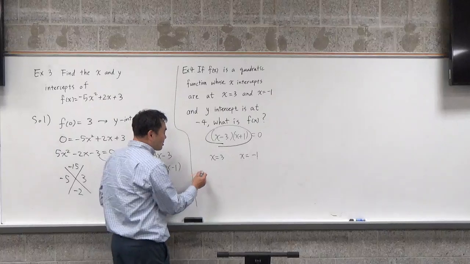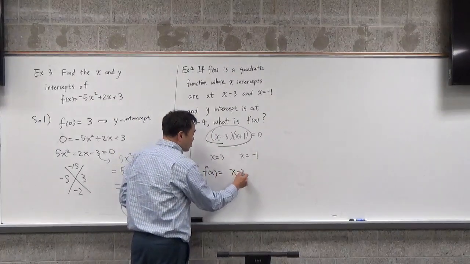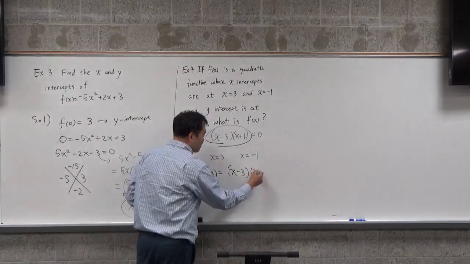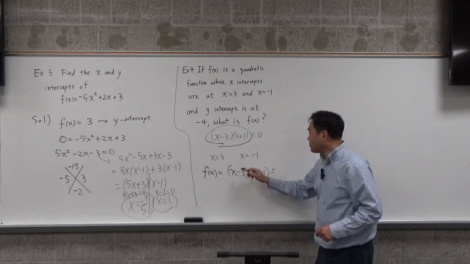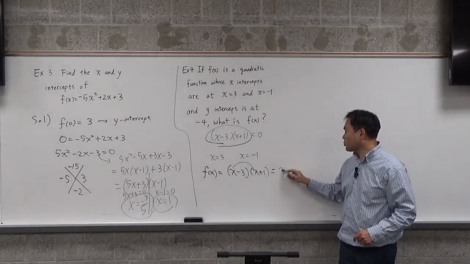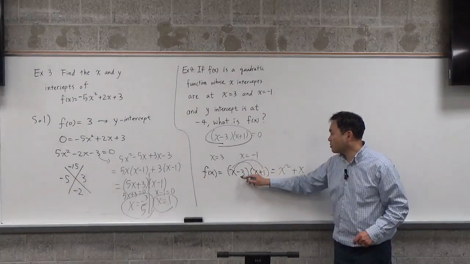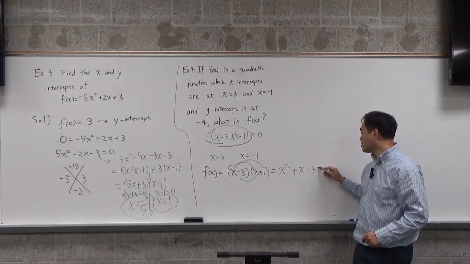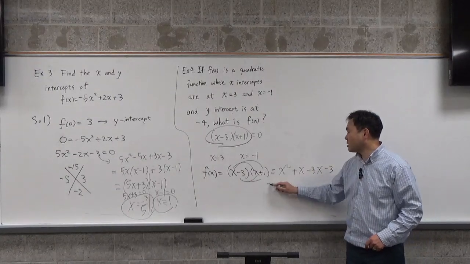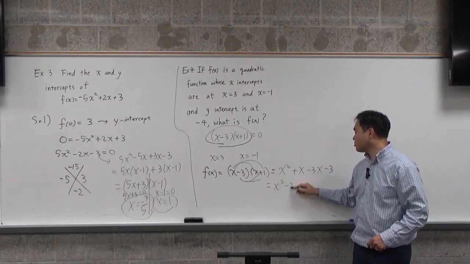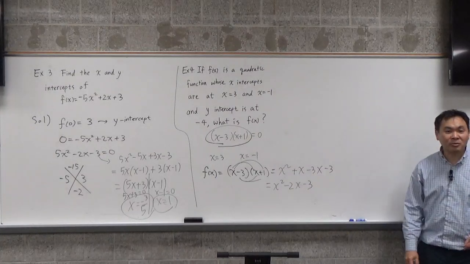So our first guess is f(x) must be (x - 3)(x + 1), which, by the way, if you FOIL it out, x times x is x squared, x times 1 is x, -3 times x is -3x, and -3 times 1 is -3, so that it's x squared minus 2x minus 3. Uh-oh, there's something I don't like about this.